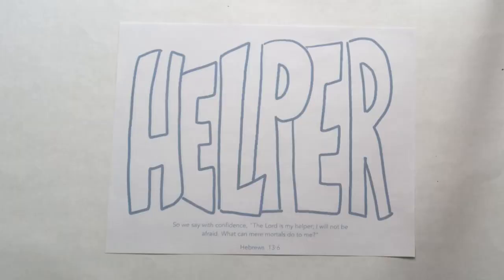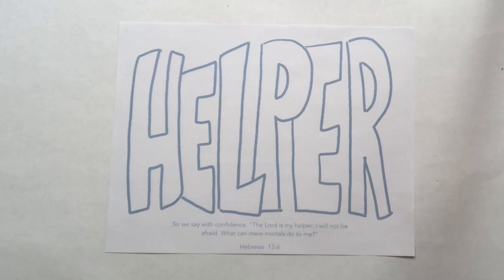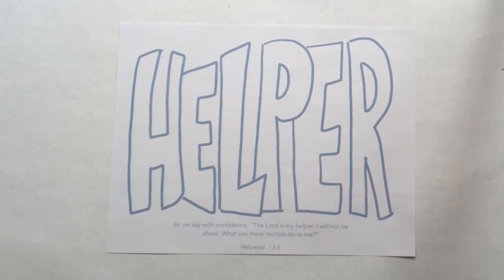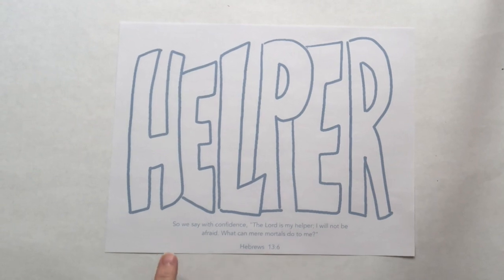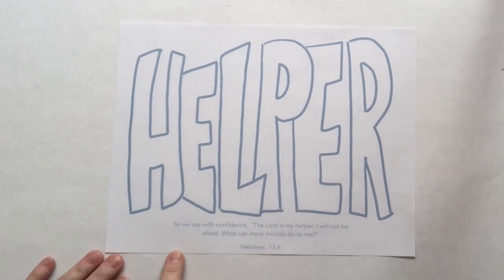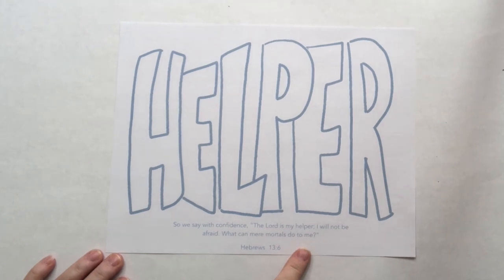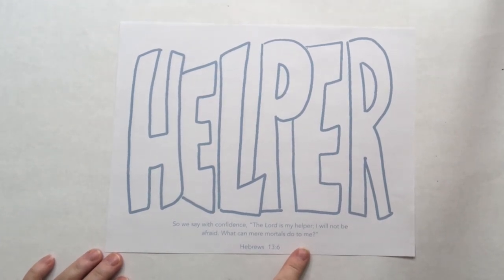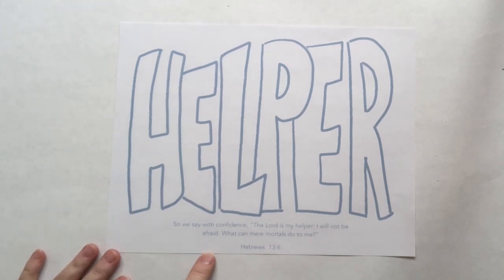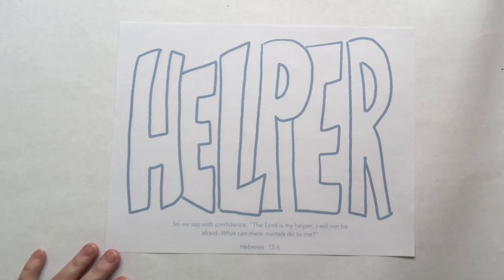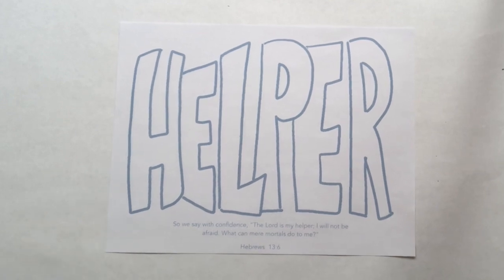The last worksheet in this lesson with lines is very, very near and dear to our heart. It is a Bible verse worksheet with the word helper on it so that you can fill in the word helper with different lines to help you remember what this Bible verse says. And it says, "So we say with confidence, 'The Lord is my helper. I will not be afraid. What can mere mortals do to me?'" And this is from Hebrews 13.